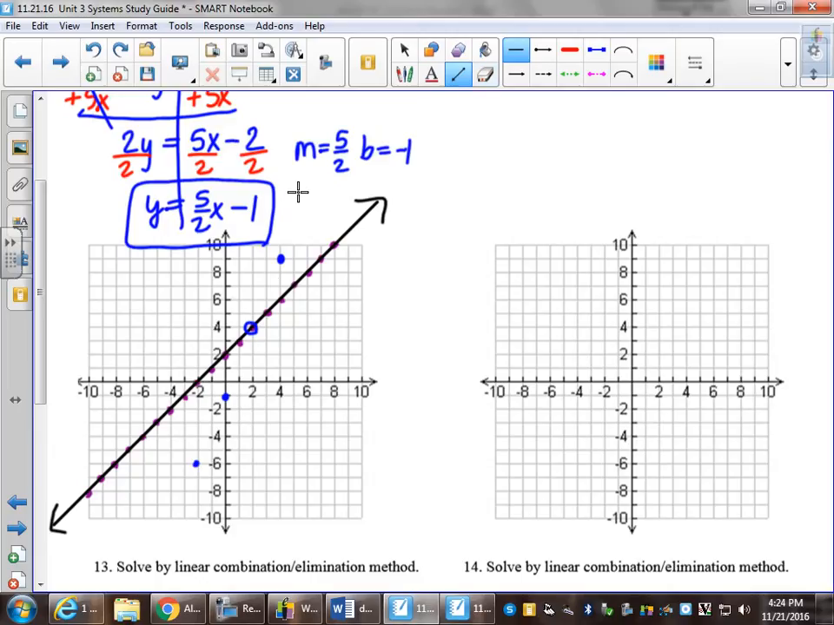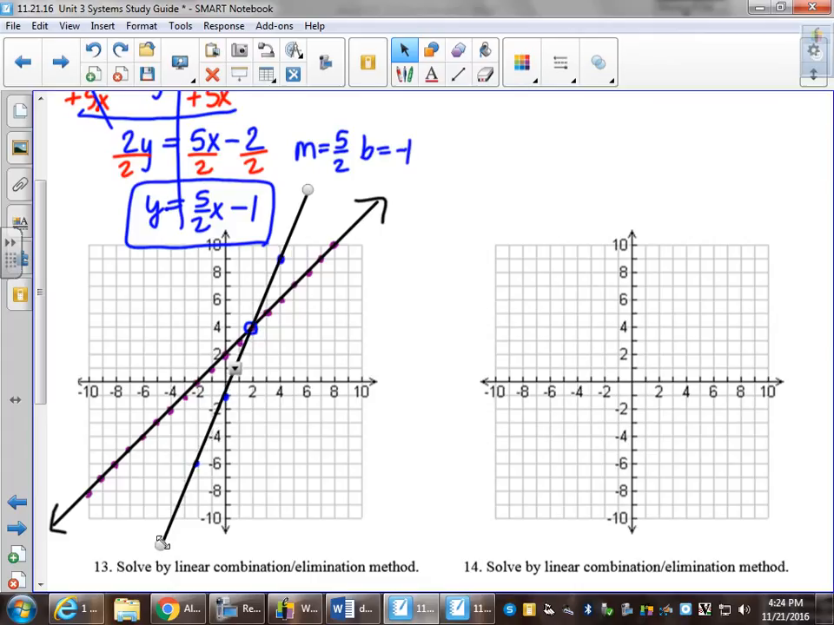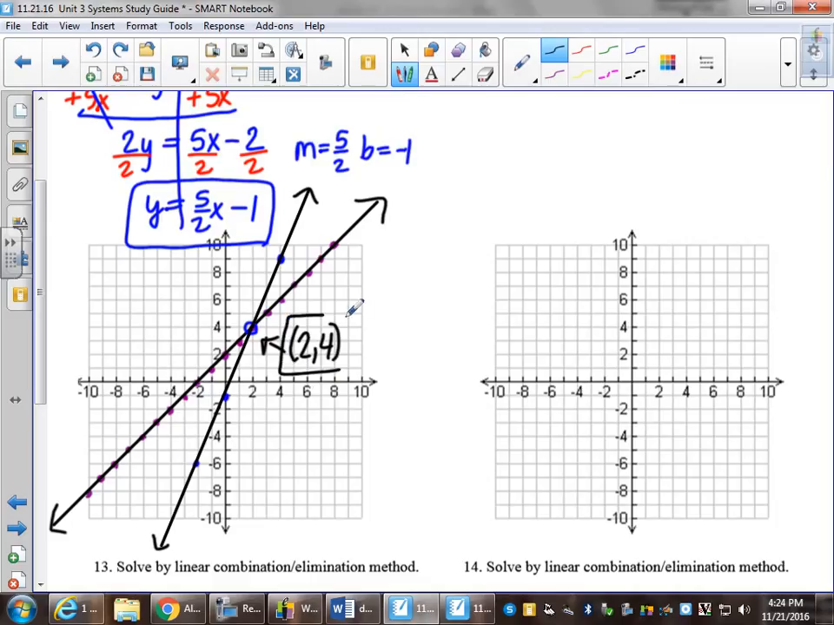Use a straight edge to graph our line. So we have the point of intersection at (2, 4), and we're done. There's our solution.